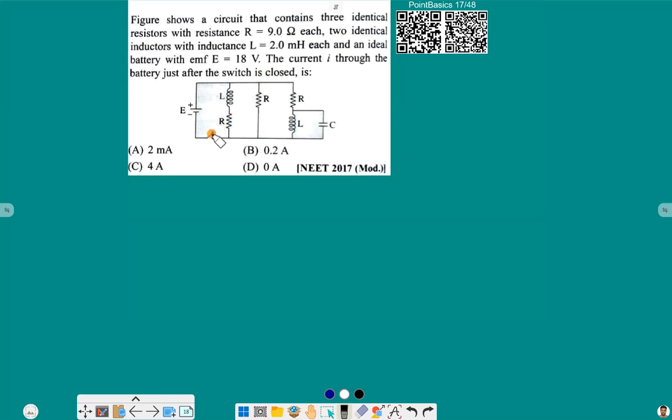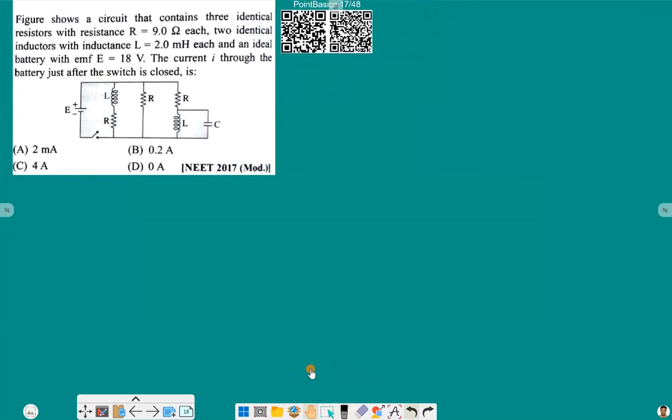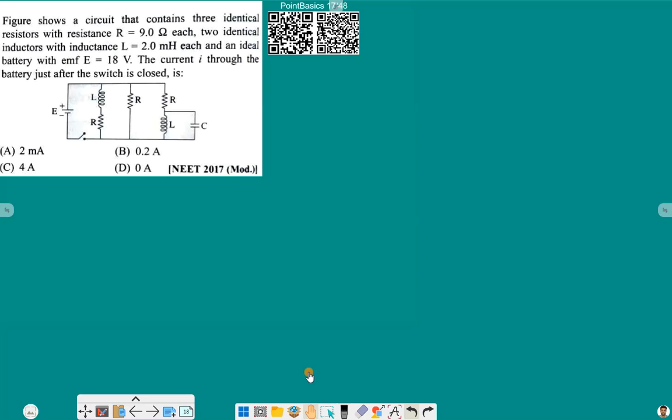So when this switch is just closed, we have two types of behavior for inductor and capacitor. Initially, when current starts building in the circuit, the inductor does not allow any current through it, because it opposes any change of the current, and initially in the circuit there was no current. Or we can say, initially at t equal to 0, the inductor acts as an open circuit.